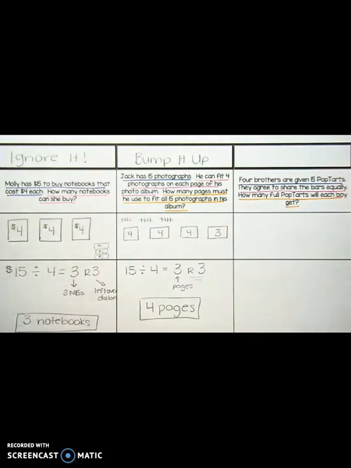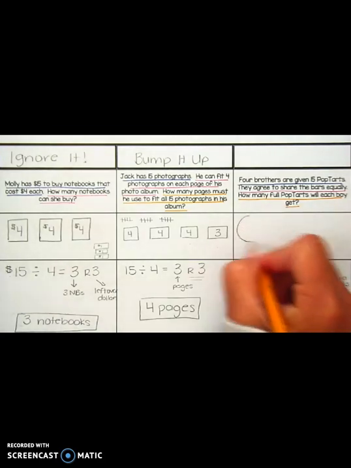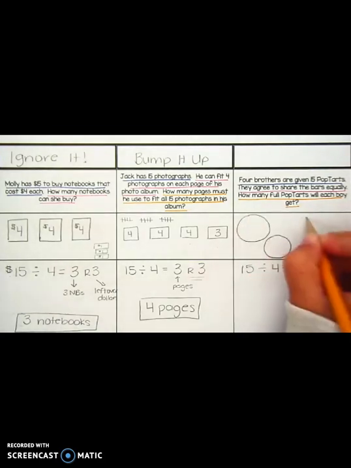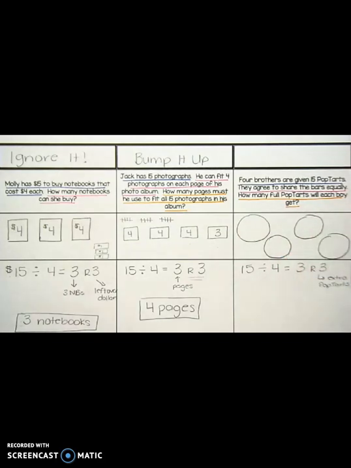Now finally, one last example. 4 brothers are given 15 Pop-Tarts. They agree to share the bars equally. How many full Pop-Tarts will each boy get? Okay, so I'm still splitting apart 15 Pop-Tarts and dividing it among the 4 brothers, which means that I have 3 remainder 3. I know this remainder 3 is extra Pop-Tarts because my remainder is always the same unit as my dividend. So I'm going to draw circles for the 4 brothers. And I'm going to split up those Pop-Tarts.